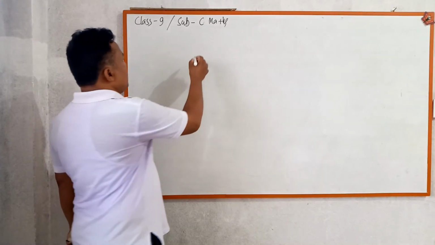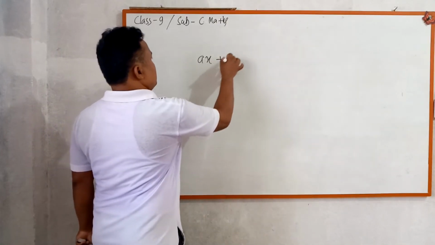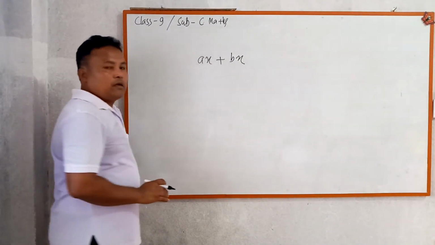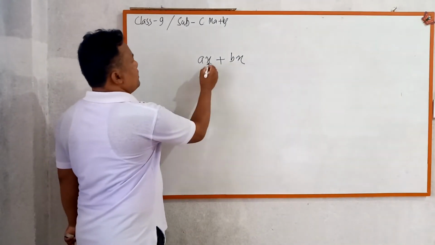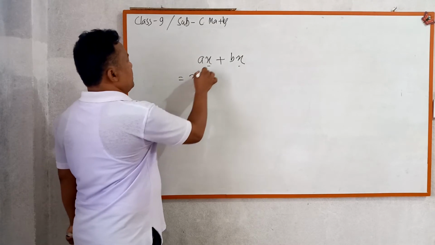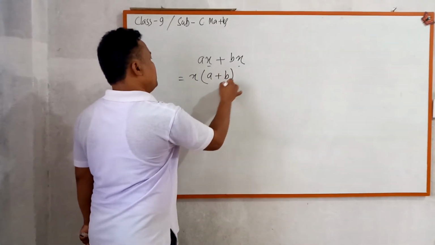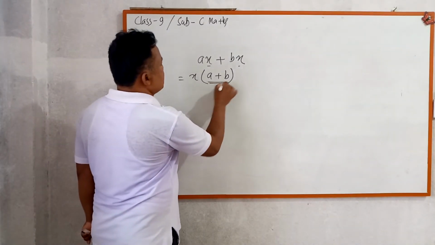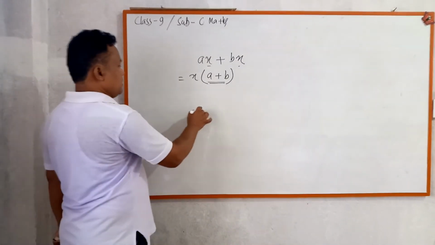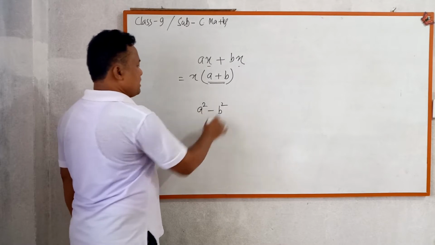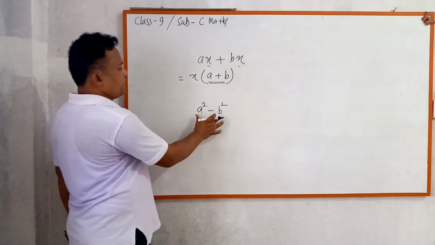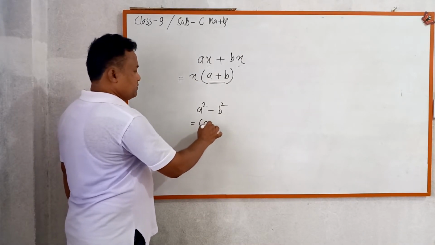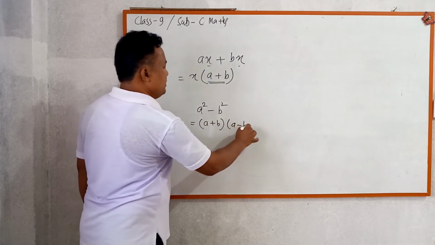For example, if there is ax plus bx, one binomial expression, we can take x common from these two terms. x is common, and the remaining term is a plus b. After taking common, if the expression is in the form of a square minus b square, we can further factorize it by applying the formula (a plus b)(a minus b).